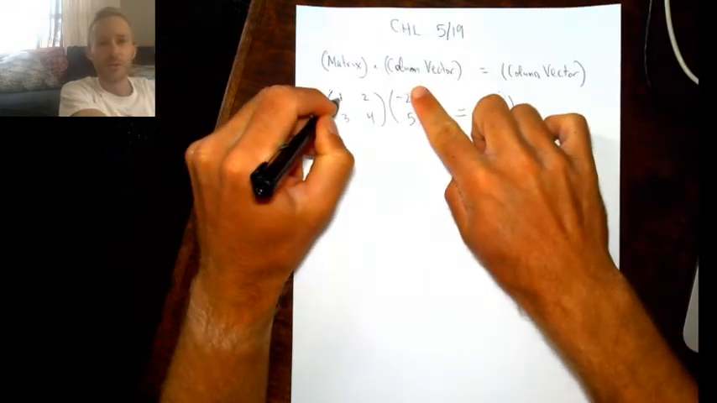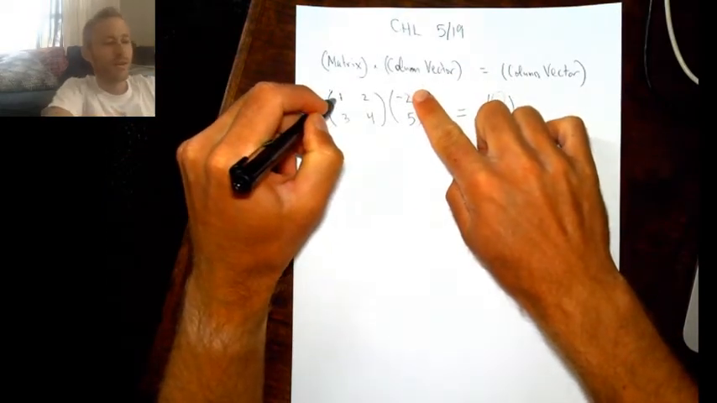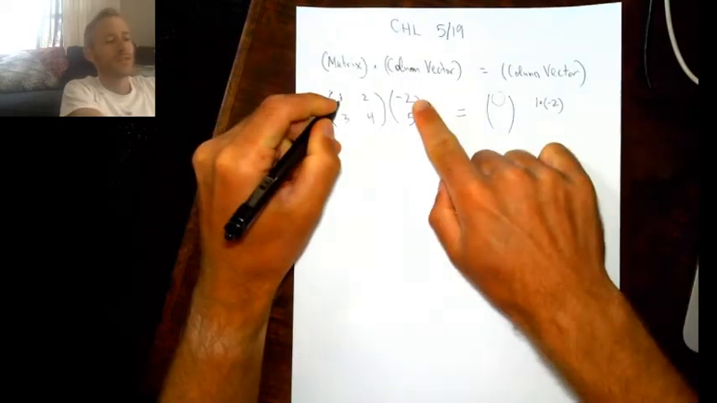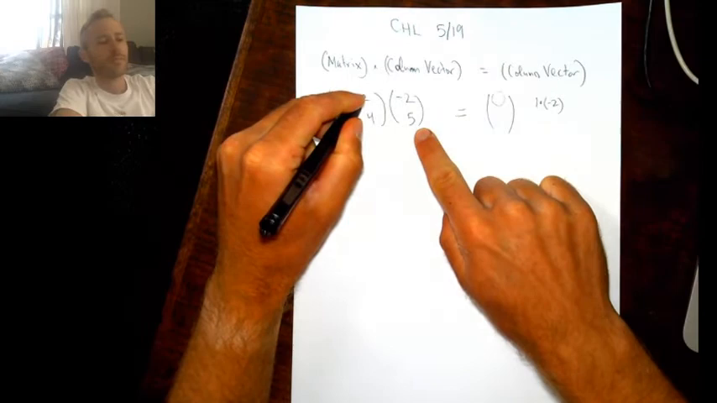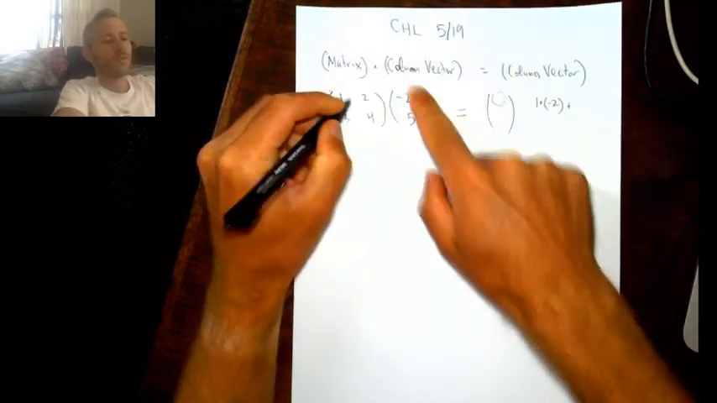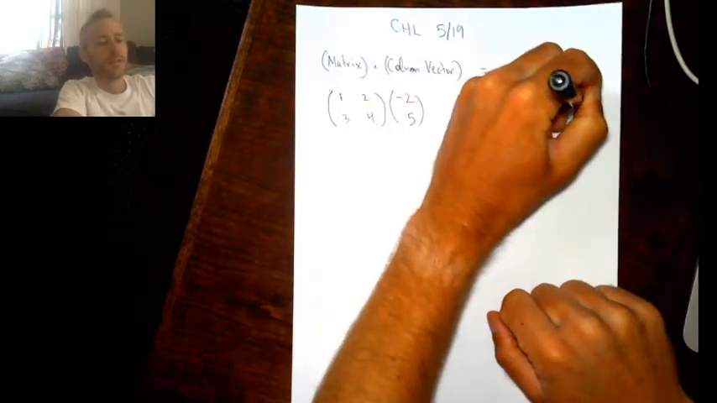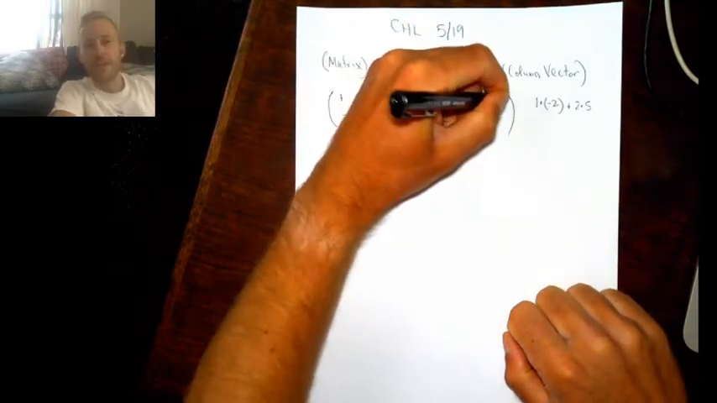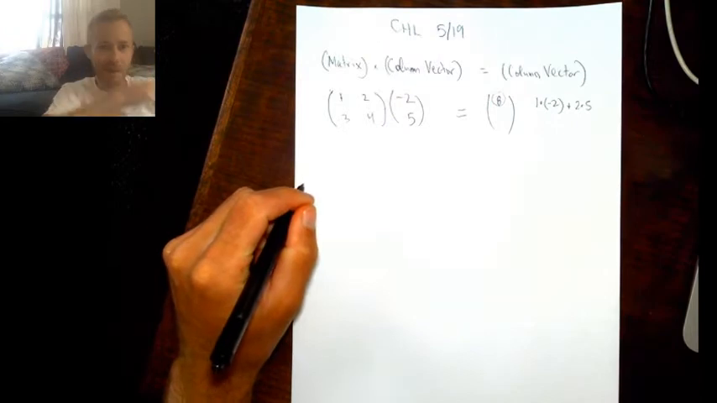So I do first number times first number, so you get 1 times -2, plus second number times second number, so 2 times 5. That gives me 10 minus 2. So that first number is 8.